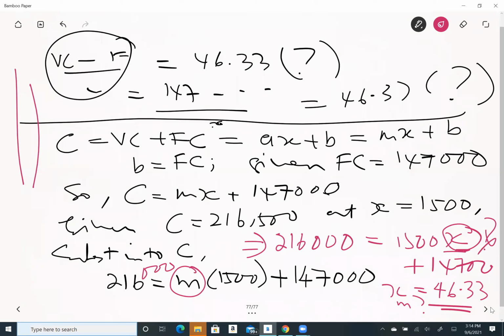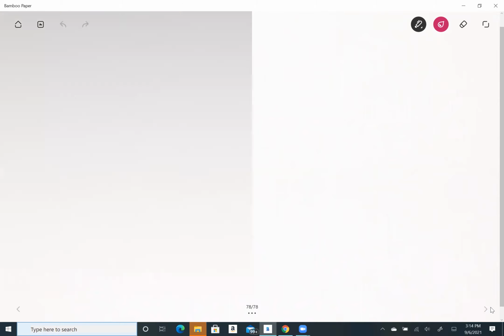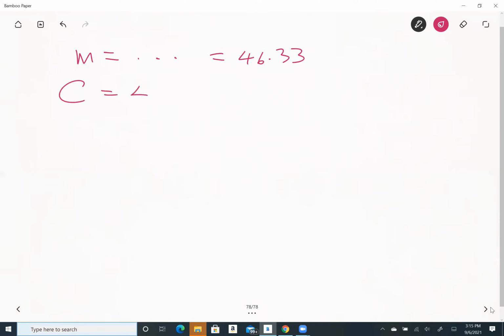So you got the M equal to everything you put in order. Therefore, M is equal to, you bring the constant to the other side, and then you divide by 1500. Then you will get the M, all right? So M is equal to, you work it out, 46.33. So your cost function is equal to 46.33x plus 147,000.